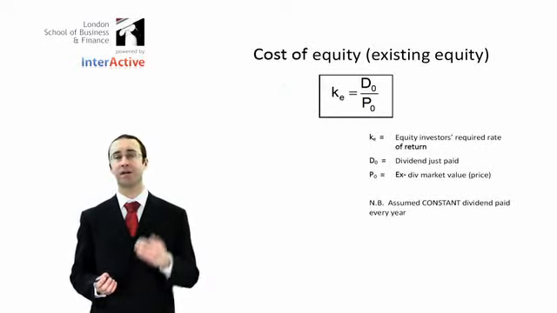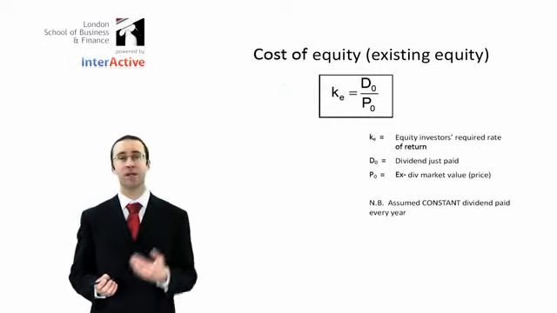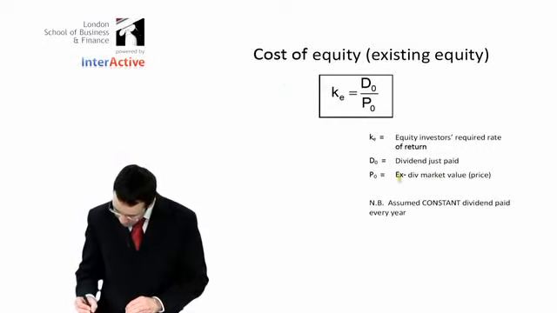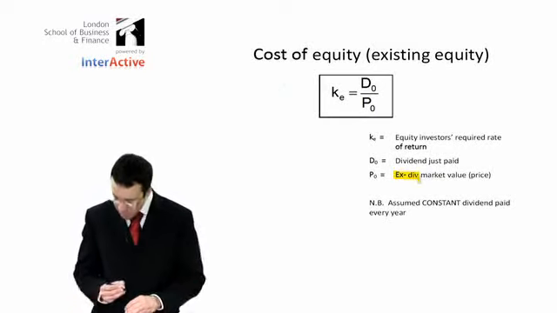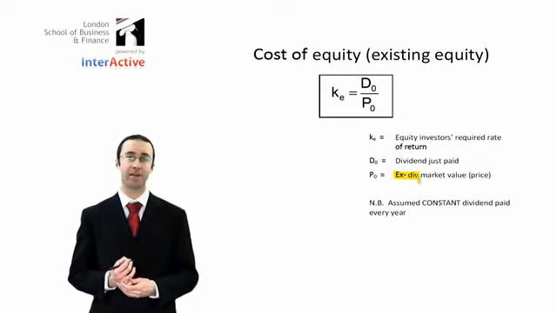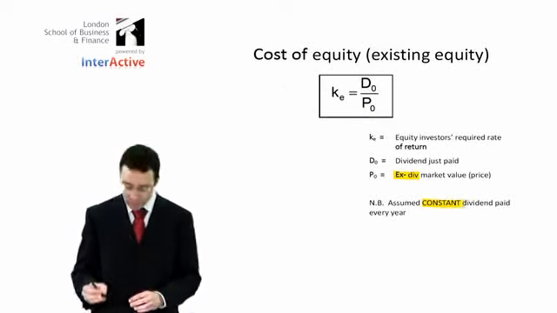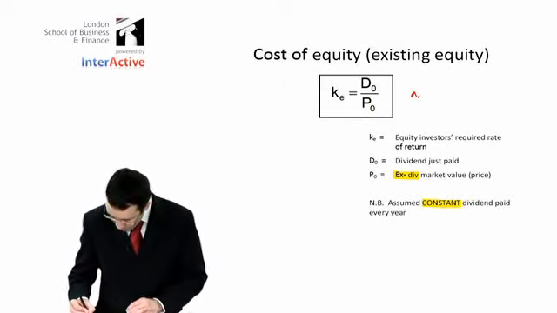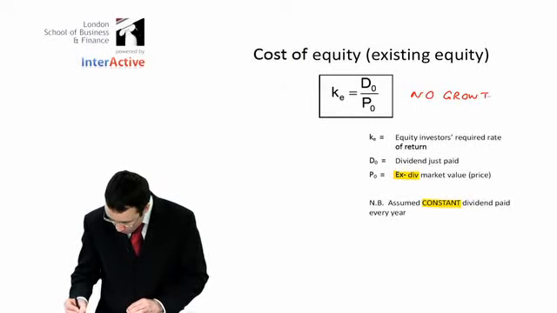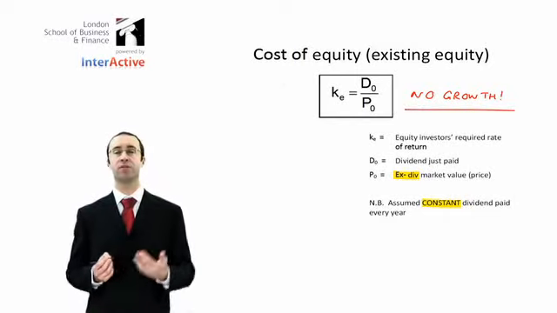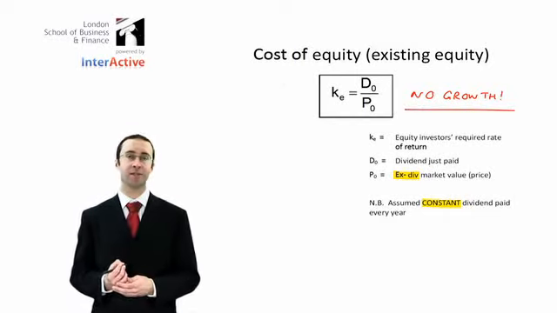Our cost of equity is our dividend today, so D0, divided by my price today. Just remember that price today needs to be your ex-div market value. Here, we're assuming that we have a constant dividend every single year. So this formula at this moment in time is with no growth. So it's just your dividend divided by your price ex-div.